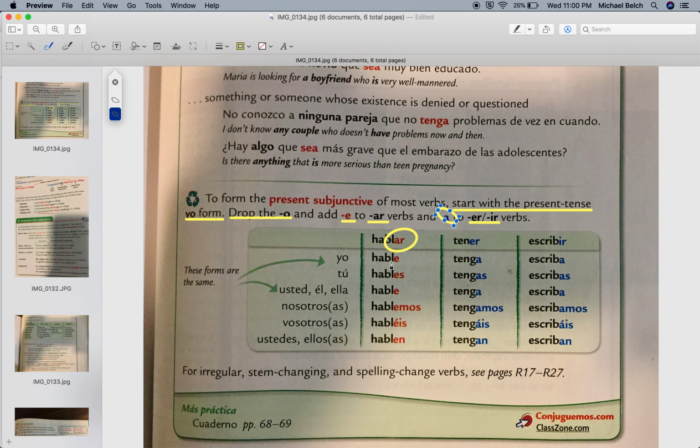So hablar becomes yo hable, tú hables, él hable, nosotros hablemos, vosotros habléis, ellos, ellas, ustedes hablen. Okay, tener, we're switching to A here because tengo. So tenga, tengas, tenga, tengamos, tengáis, tengan. Okay, so that's how we do it. I'm not going to spend any more time on it. If you don't feel comfortable doing that, pause the video and spend some time practicing with some verbs.